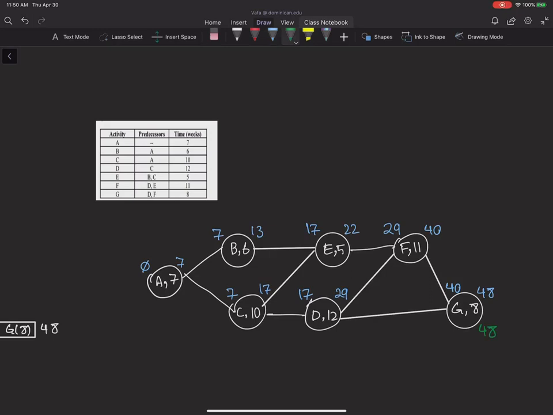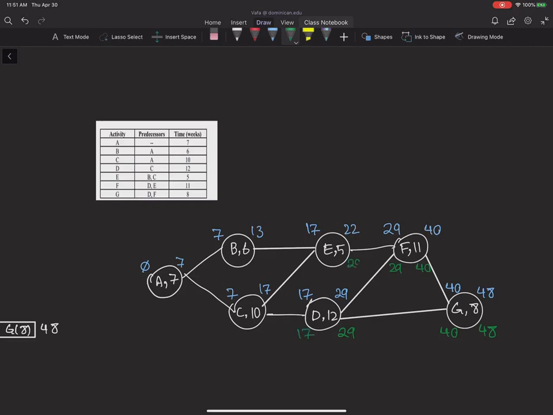48 is the late finish of activity G, and 48 minus 8 will give me 40 as the late start of activity G. So therefore, the late finish for activity F would be 40. 40 minus 11 will give me 29. Between 29 and 40, I get the minimum. Going backward, we select minimums. 29 as the late finish for activity D. 29 minus 12 will give me 17.